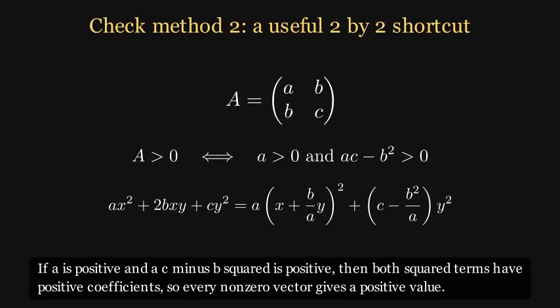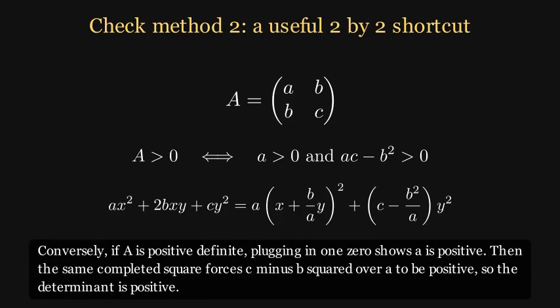If a is positive and ac minus b squared is positive, then both squared terms have positive coefficients. So every non-zero vector gives a positive value. Conversely, if A is positive definite, plugging in (1, 0) shows a is positive. Then the same completed square forces c minus b squared over a to be positive. So the determinant is positive.